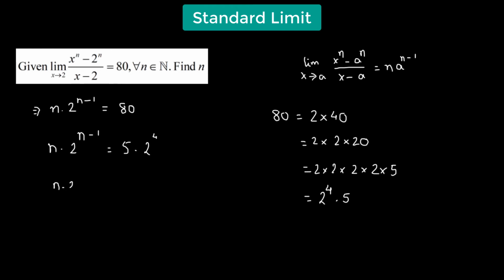Now what we can do here is, instead of writing the power of 2 as 4, we can rewrite it as 5 minus 1. Now when we compare both sides, we'll find that the value of n is equal to 5. So this is the value of n for which the given limit exists and has a limiting value of 80.